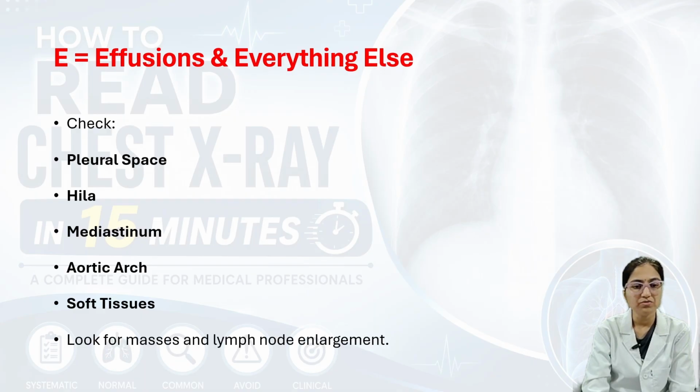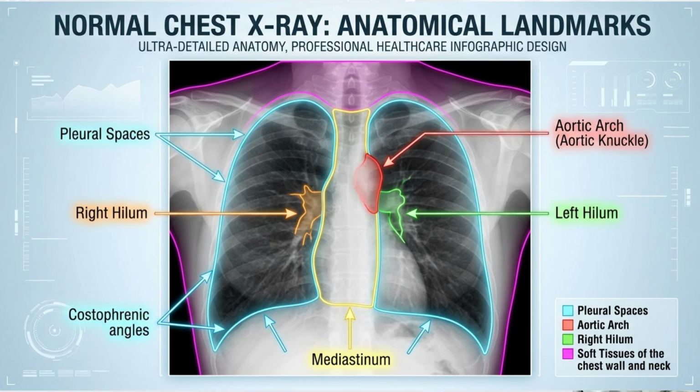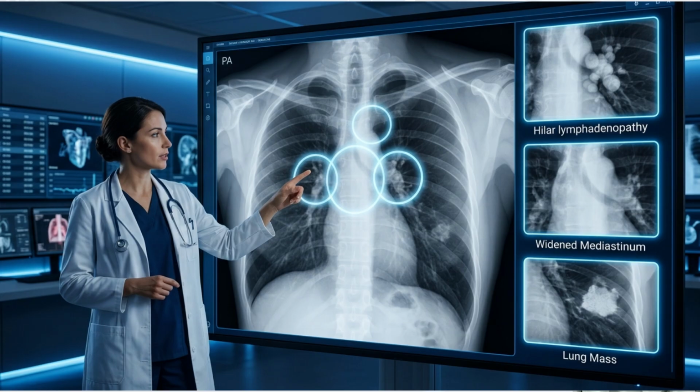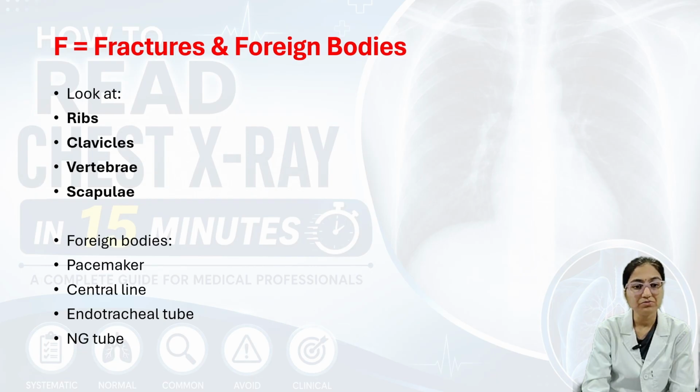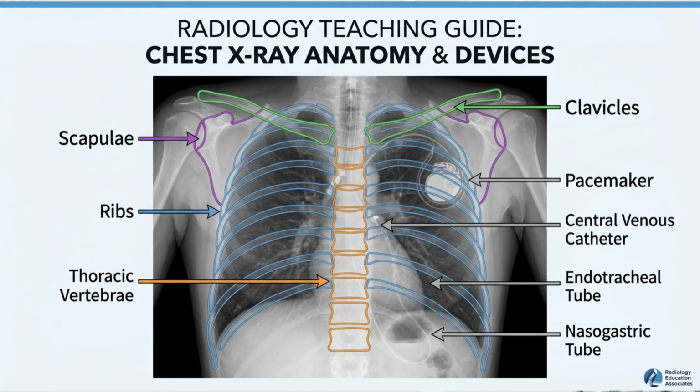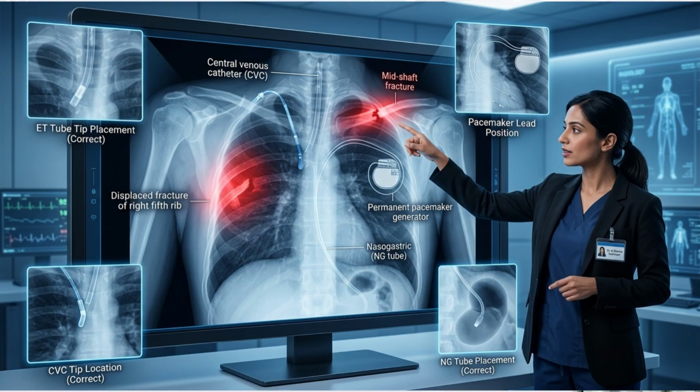Next we'll see effusions and everything else here. We need to check the pleural space, hilum, mediastinum, aortic arch, and soft tissues, and look for masses and lymph node enlargement. Next we'll see fractures and foreign bodies. We need to look at ribs, clavicles, vertebra, and scapula. And in foreign bodies, pacemaker, central line, endotracheal tube, and NG tube.